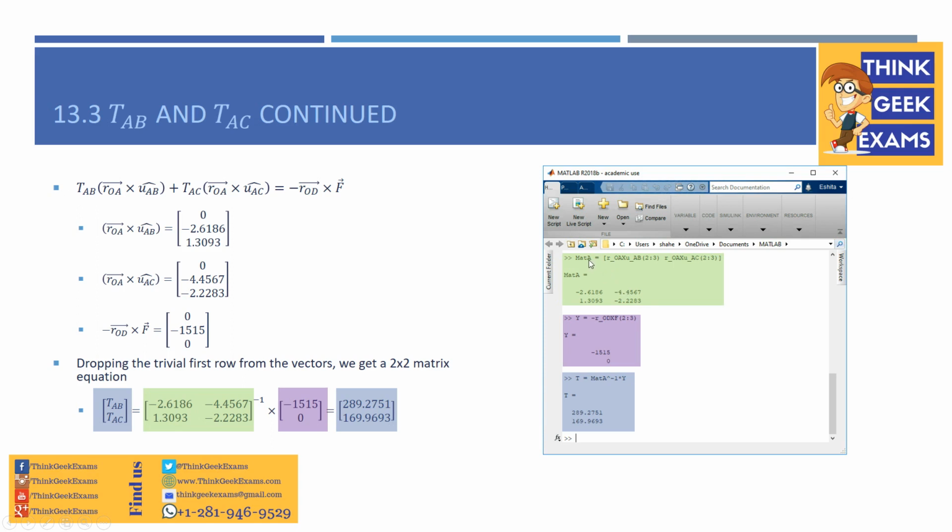So we defined the matrix A as the last two elements of ROA cross UAB, and then the last two elements of ROA cross UAC, and we put them in each column. And then we defined a Y as the negative of this vector over here, which is minus 1,515, and then 0. And then we do this calculation over here, where matrix A is inversed and then multiplied with the vector Y, and that gives us a T of 289 and 169. Those are our TAB and TAC numbers. They are in blue. All right, so moving on.